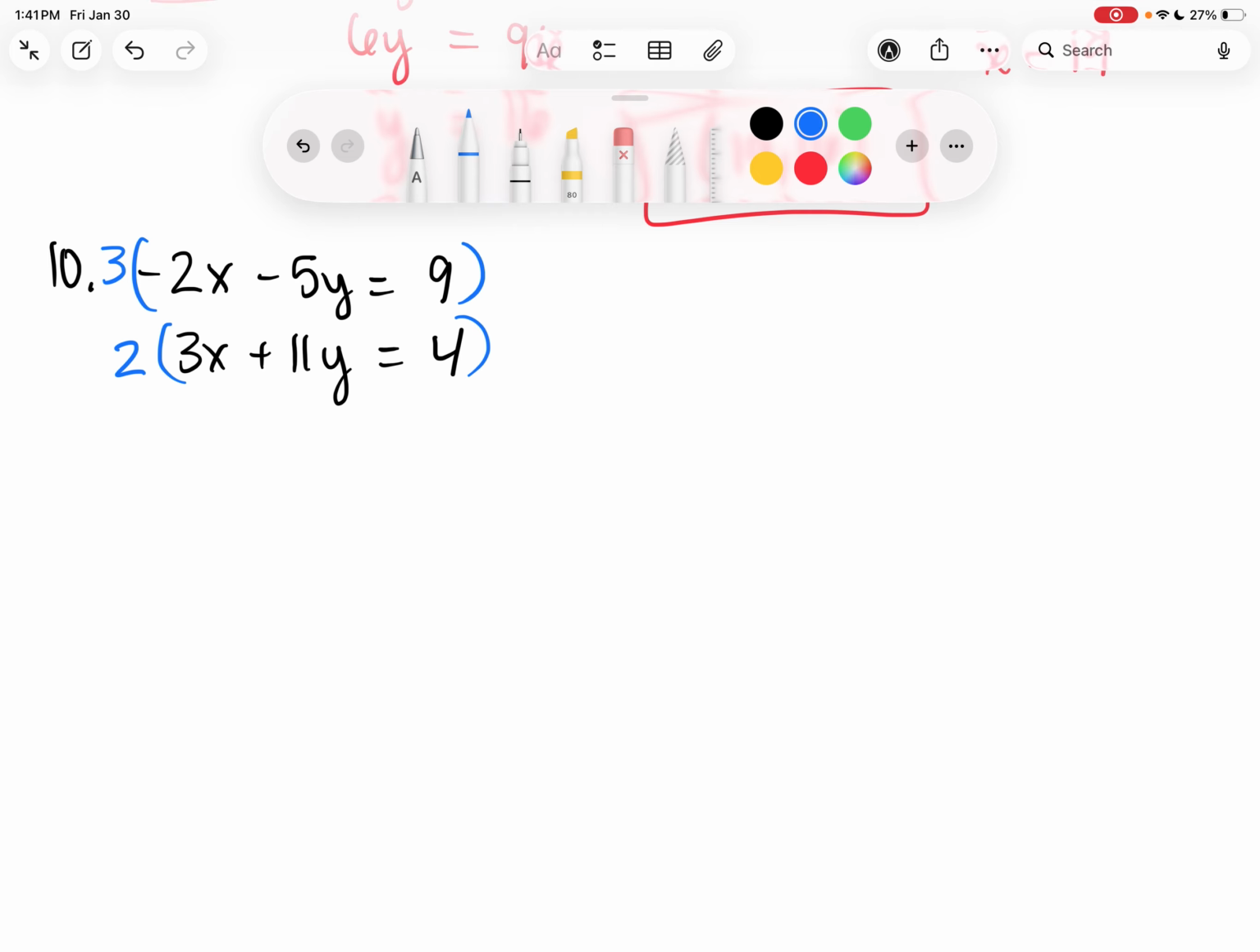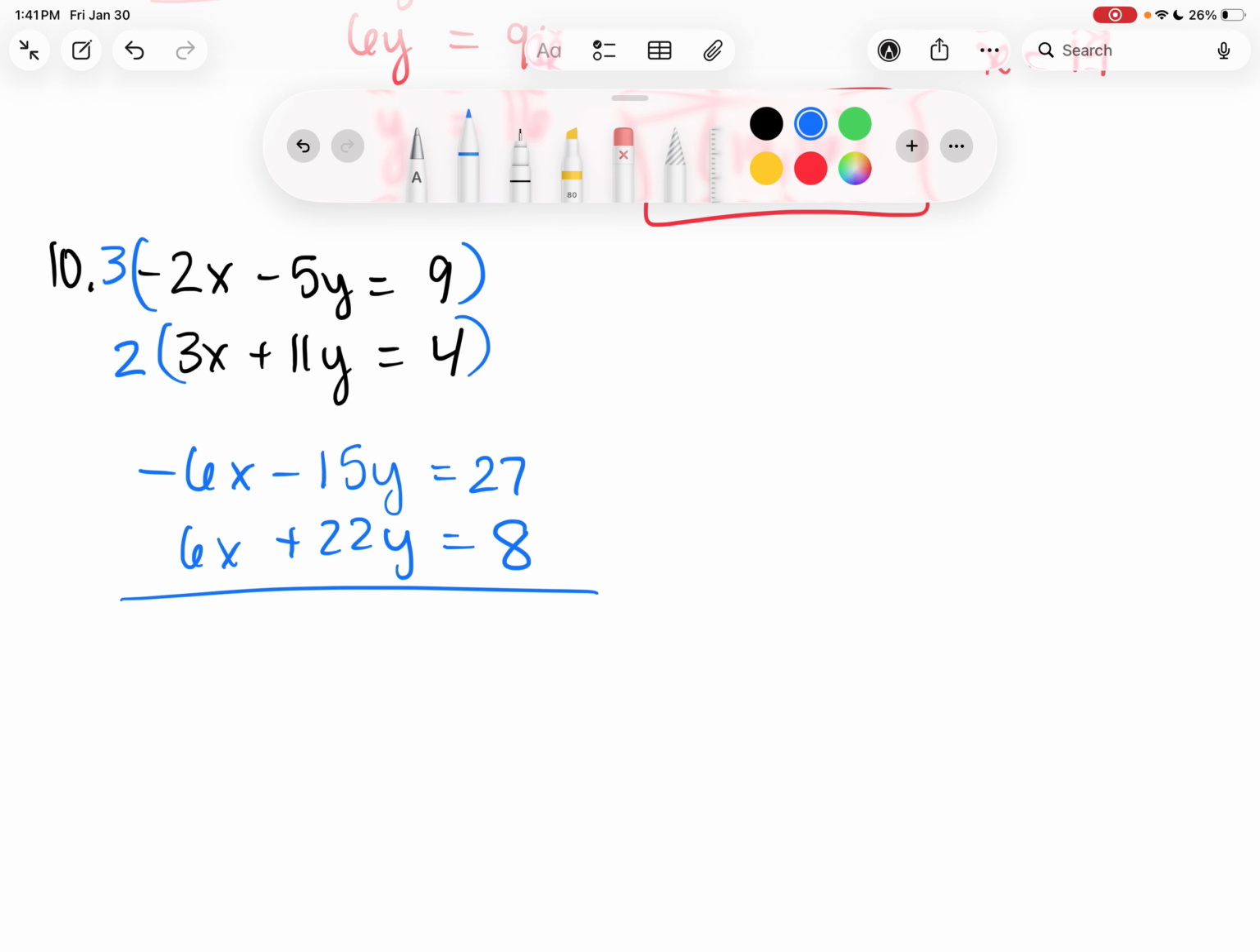So the top equation is going to be negative 6x minus 15y equals 27. Bottom equation is going to be 6x plus 22y equals 8. And now we have same number, opposite signs, so now I can simplify it down. So 22 minus 15 is 7, with the y obviously, and then 27 and 8 is 35. Divide by 7, so y equals 5.